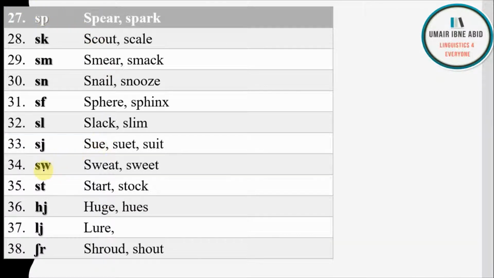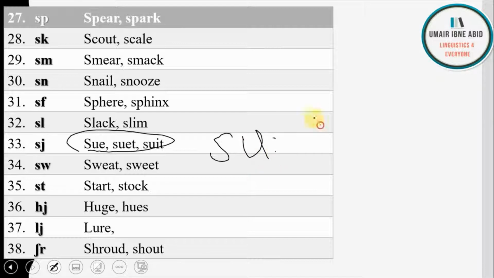Spare, scout, start, stalk. For example, here we have this example that I want to talk about. It is pronounced in two ways. Both are possible and both are allowed in received pronunciation as well as in American English, but we are talking about received pronunciation.